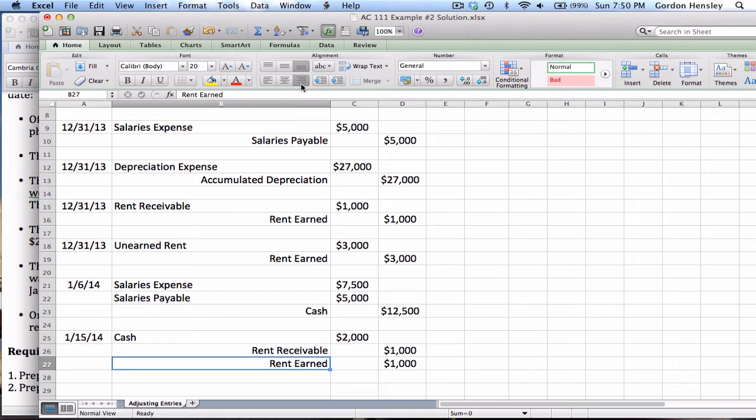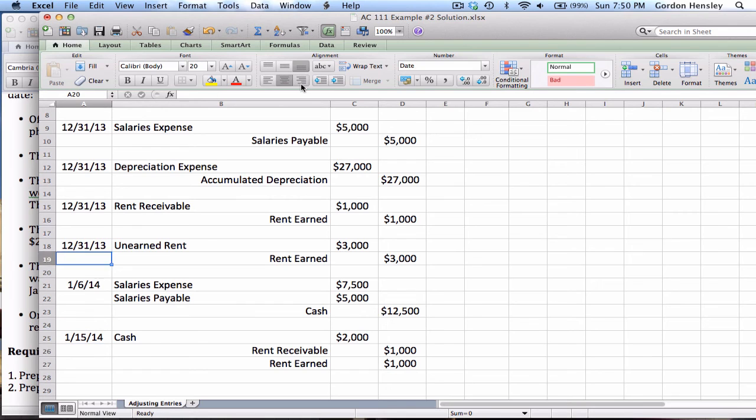And again, whenever you do these kind of entries, I know they're a little confusing, but think about it like this. They occupied the building in December. We earned $1,000. We hadn't got it yet. Now we finally got the money, but we got double the money. And half of it was for what they owed us from last time, and half of it is what we earned in January. So again, even though I got the money on the 15th, I earned half of it in December. I earned the other half of it in January.